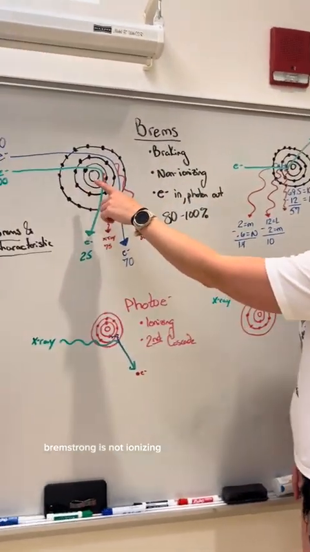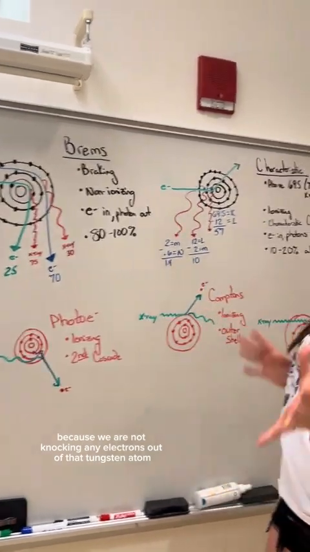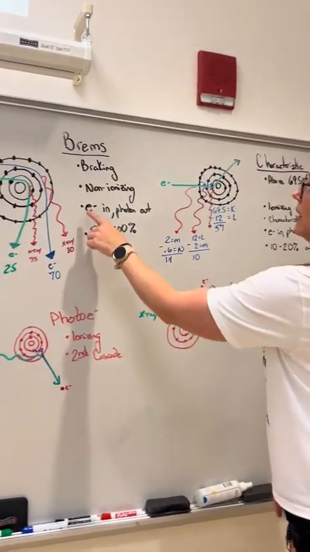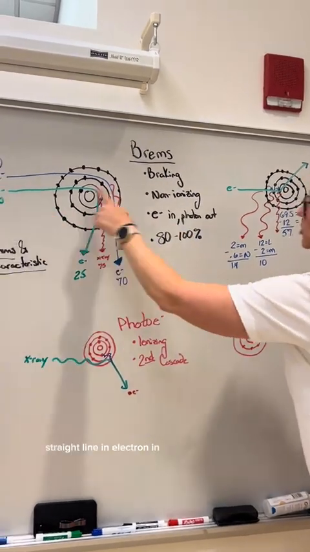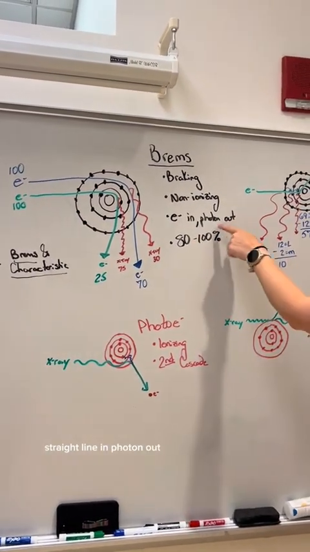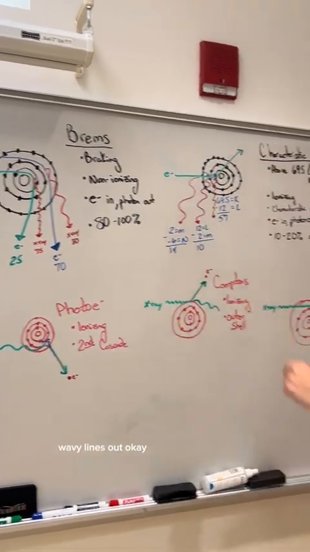Again, characteristic will be ionizing because we are going to be knocking an electron out. Bremsstrahlung is not ionizing because we are not knocking any electrons out of that tungsten atom. Electron in, right? Straight line in, straight line in, photon out, wavy lines out, okay?